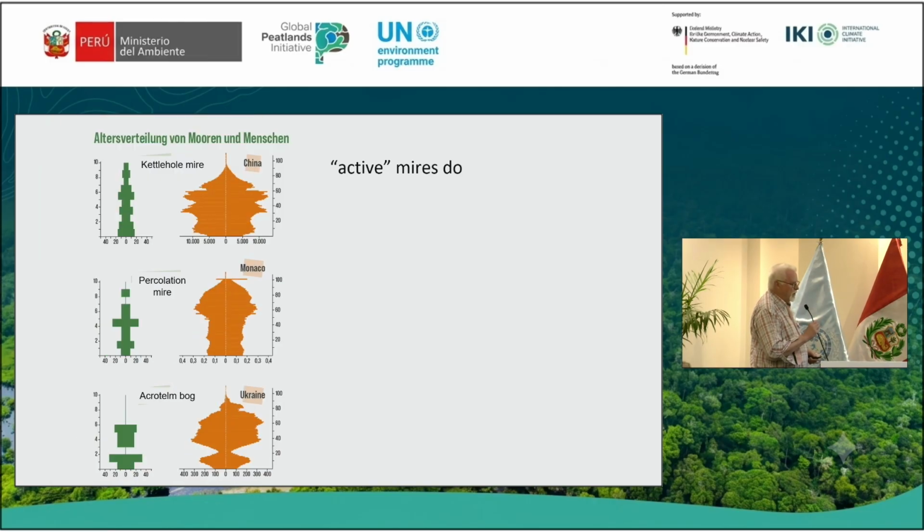The sloping mires, the so-called active mires, they are different. Kettle hole mires, when they have originated, keep on growing up. Percolation mires and acrotelm raised bogs do the same, and they are comparable with countries like China, Monaco, and Ukraine, where you see that there is an even age distribution over the different age classes.